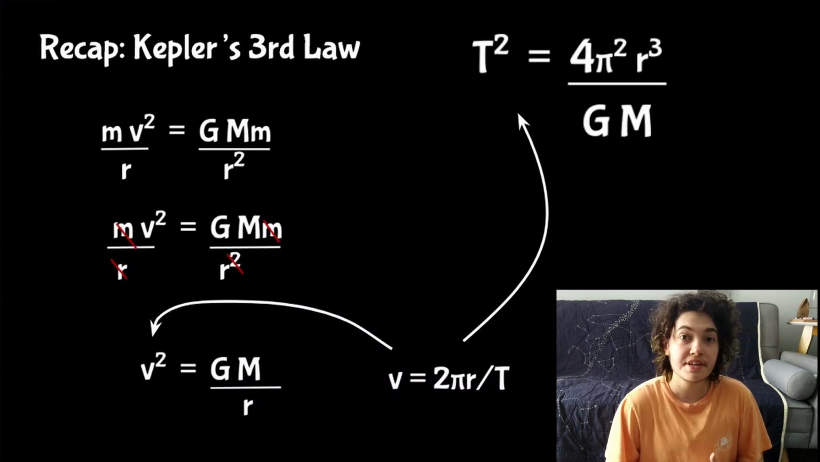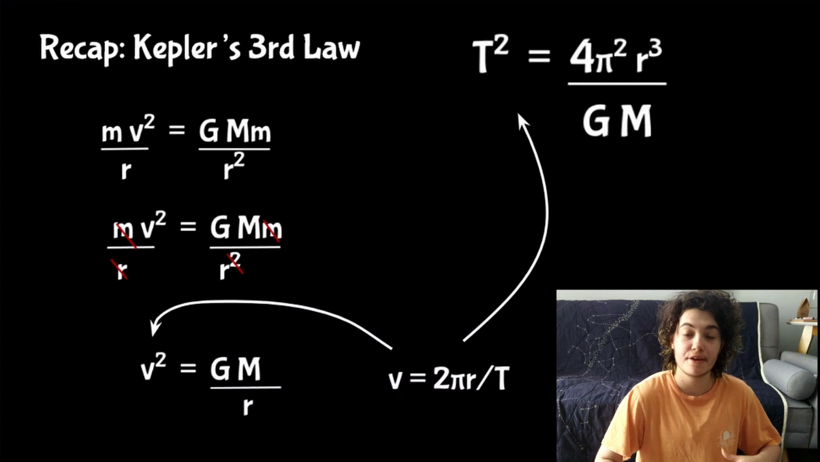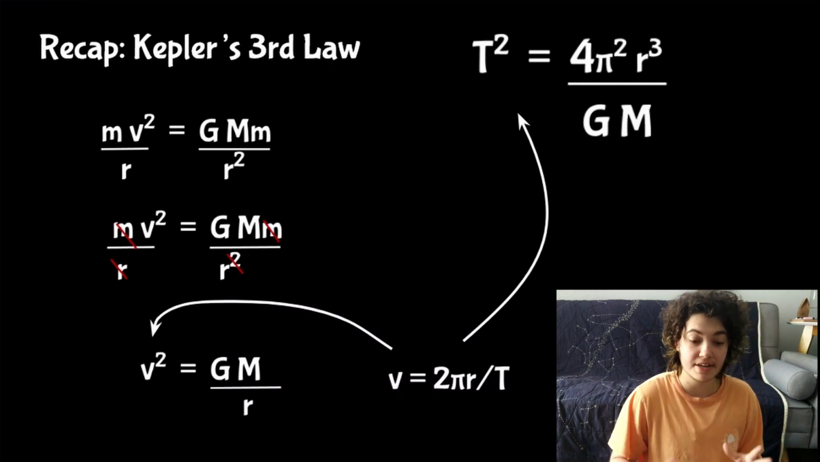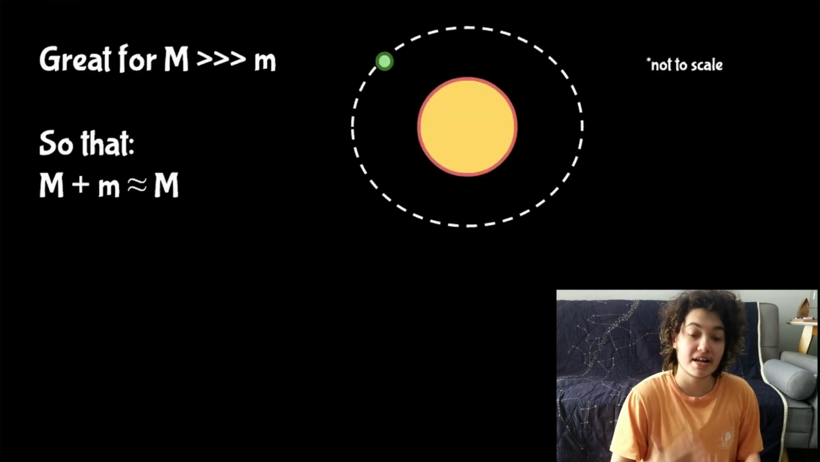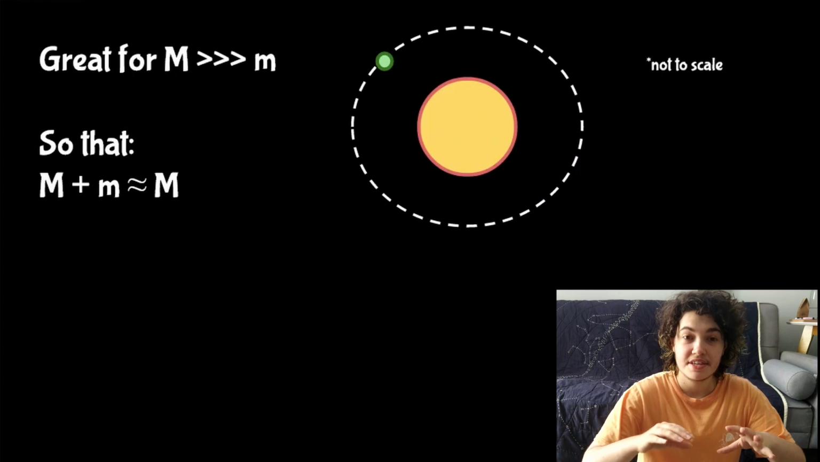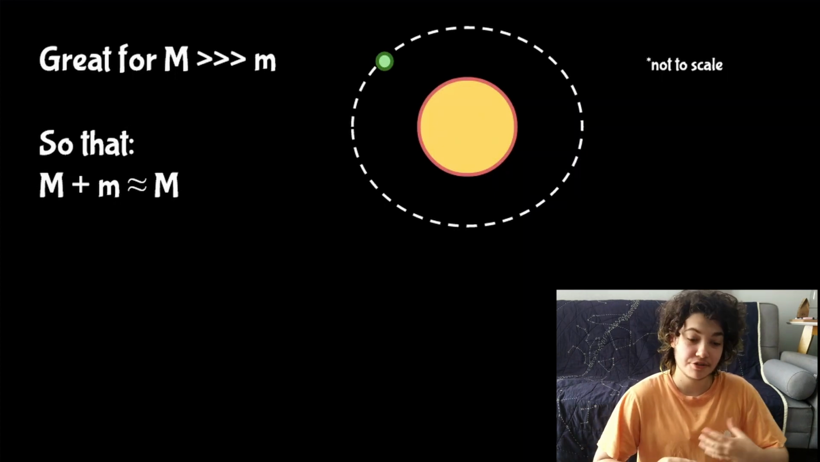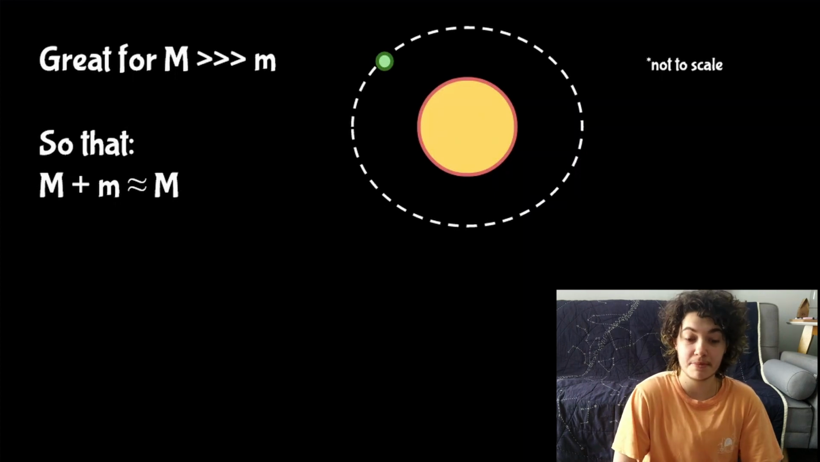Now this is actually a very broad approximation for if the star is much greater in mass than the planet itself. So essentially, if you added both the masses, this small planet mass is going to be negligible, and so you wouldn't even need to count it. You can approximate the total mass to just be the mass of the star.